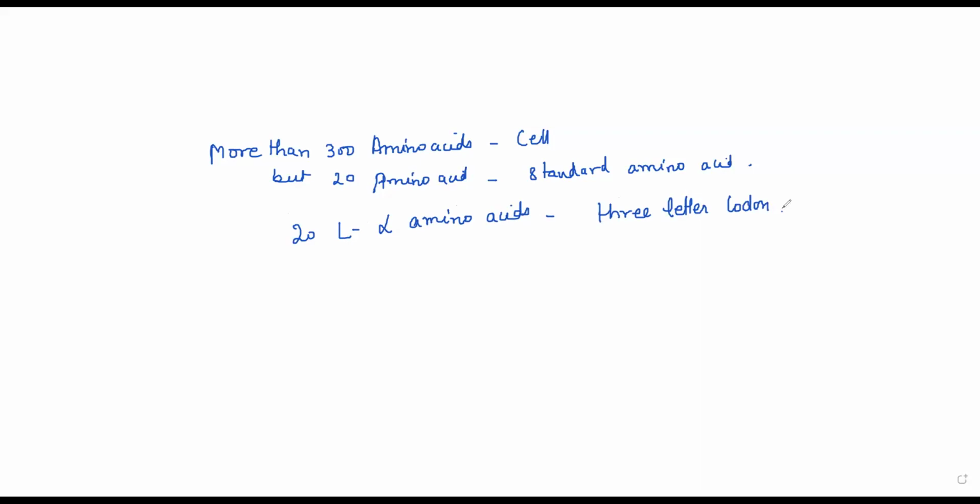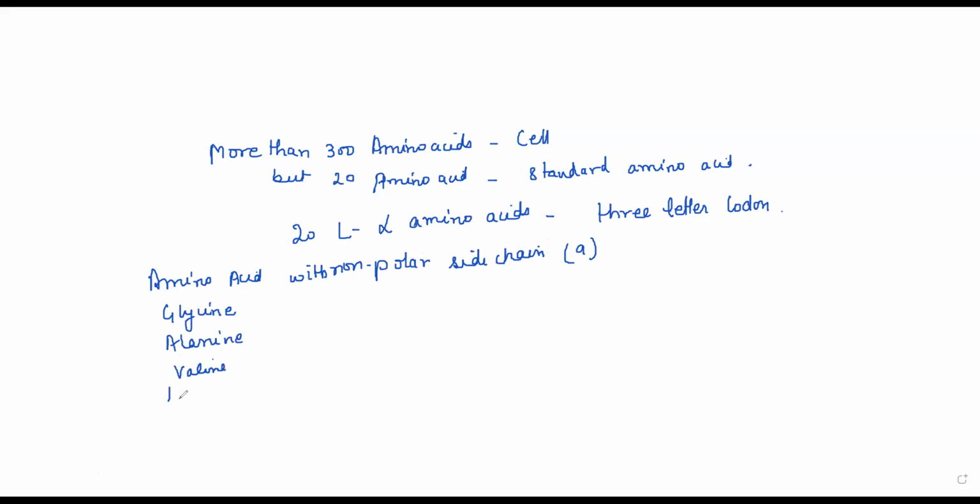Just to make a list of the amino acids with non-polar side chains, there are 9 in number: glycine, alanine, valine, leucine, isoleucine, proline, methionine, then phenylalanine, tryptophan.